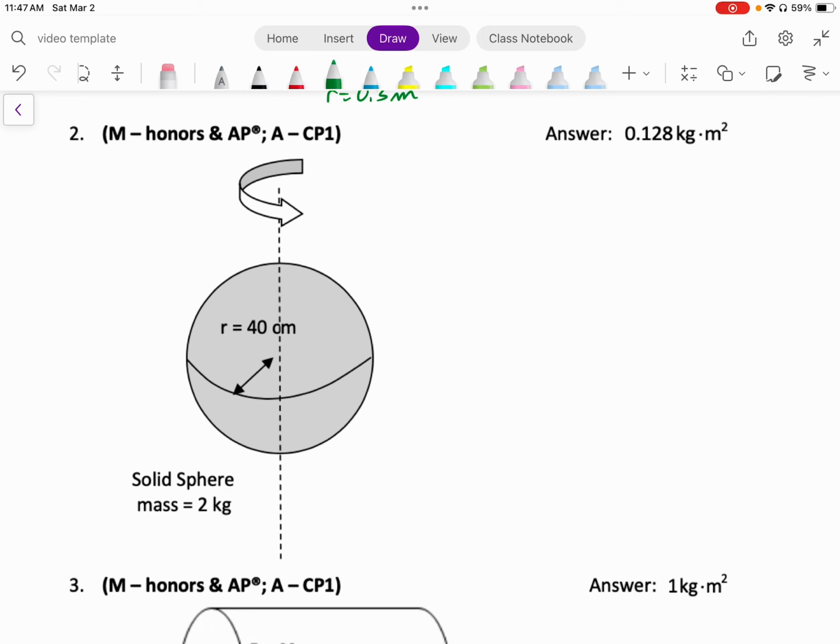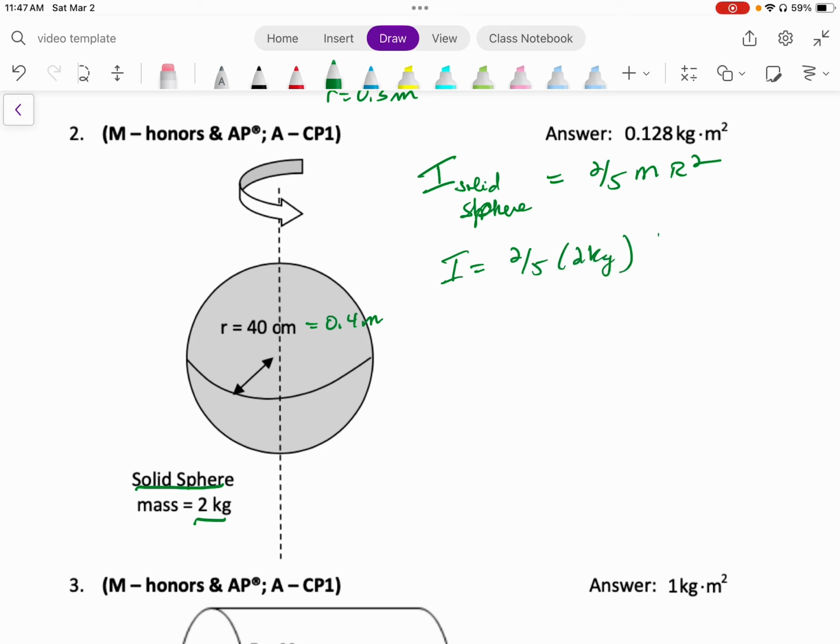Next, this is a solid sphere. Once again, you will not be required to memorize these, but we can look this up. So we have a solid sphere, and the equation for the rotational inertia of the solid sphere is 2/5 times mass times the radius squared. We know the radius is 0.4 meters. We have a mass of 2 kilograms. So the I value is 2/5 times the mass times the radius of 0.4 meters squared. The rotational inertia of this particular sphere will be 0.28 kilograms meters squared.